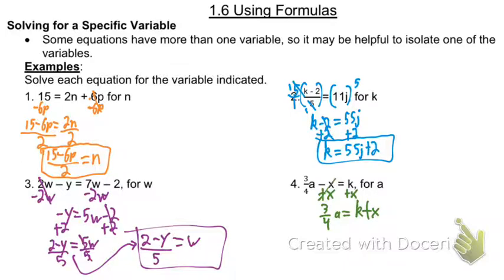Thank you, Tony. Okay, how do I get rid of that 3/4 in front of the a? Elizabeth? Divide by 3/4. Okay, divide by 3/4. And when you divide by a fraction, you really multiply by its reciprocal. So we're going to multiply by 4 over 3, the reciprocal, on both sides. Okay? What's going to happen with this 4 and this 4?